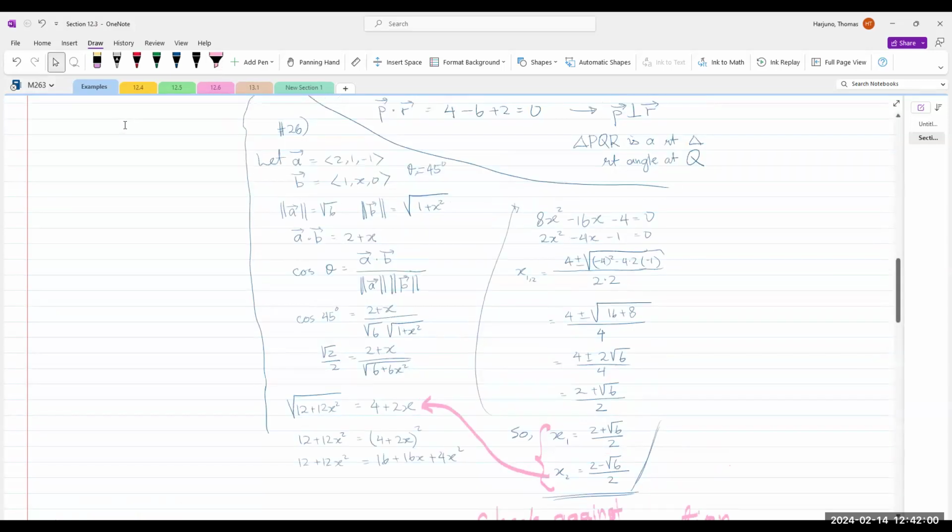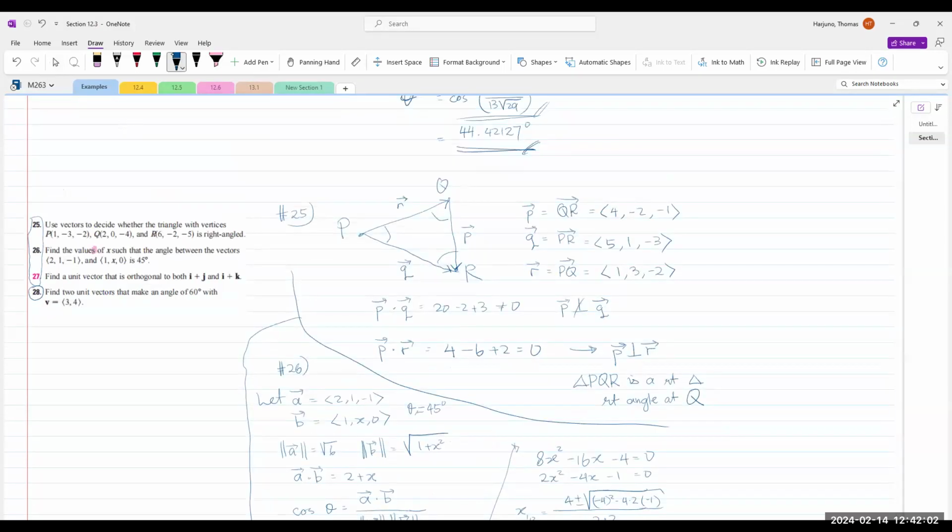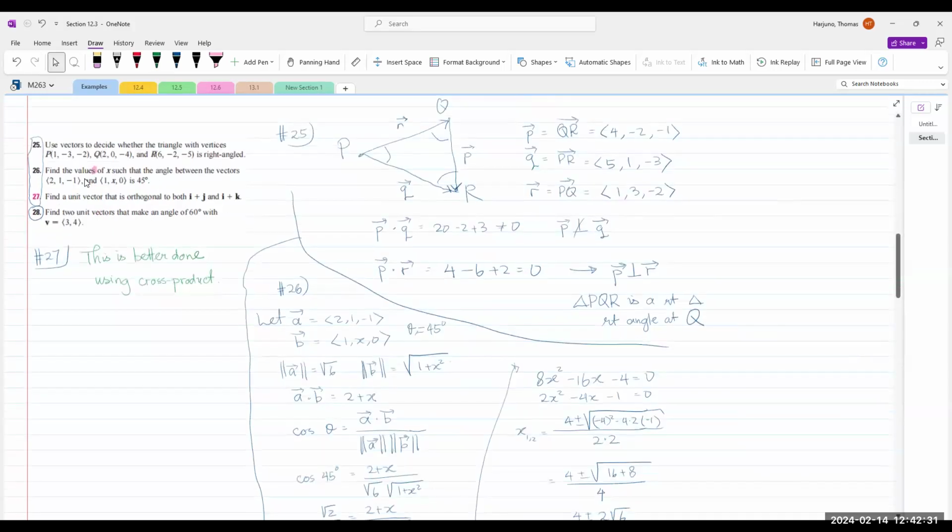Now, how about number 27? Number 27 is better than, let me put that comment first, this is better than using cross product, faster. But can we do that without dot product? Well, let's see.